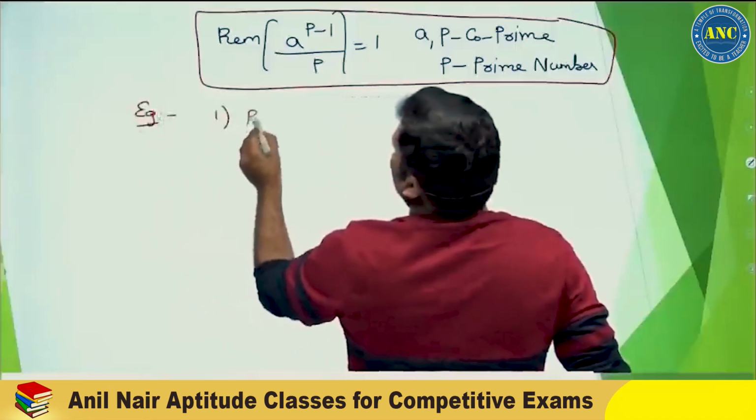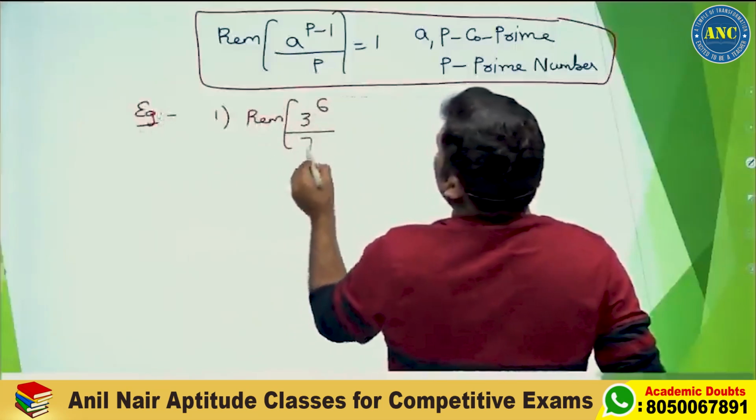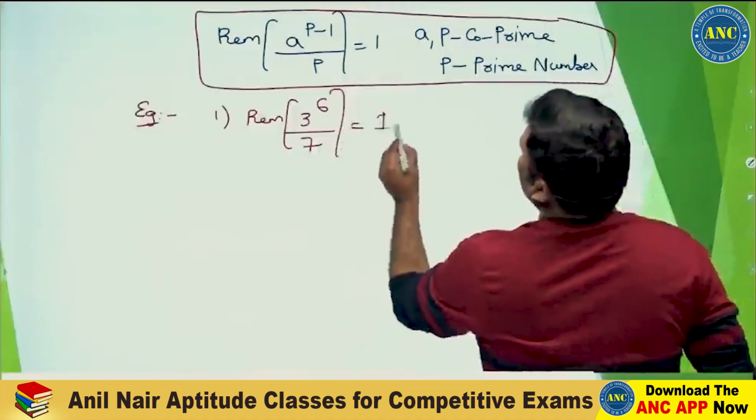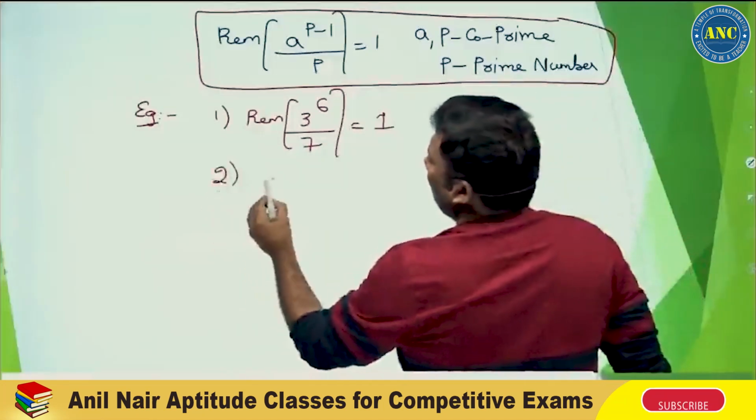First question. Remainder of 3 power 6 divided by 7. First check whether the denominator is a prime number. 7 is a prime number, and 7 minus 1 is 6. So the answer for this question is nothing but 1.